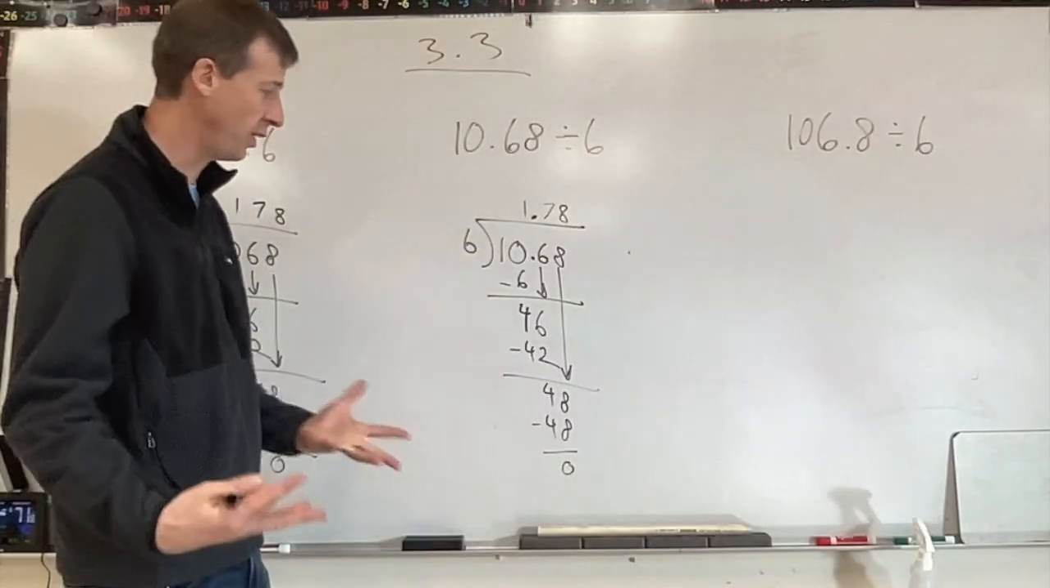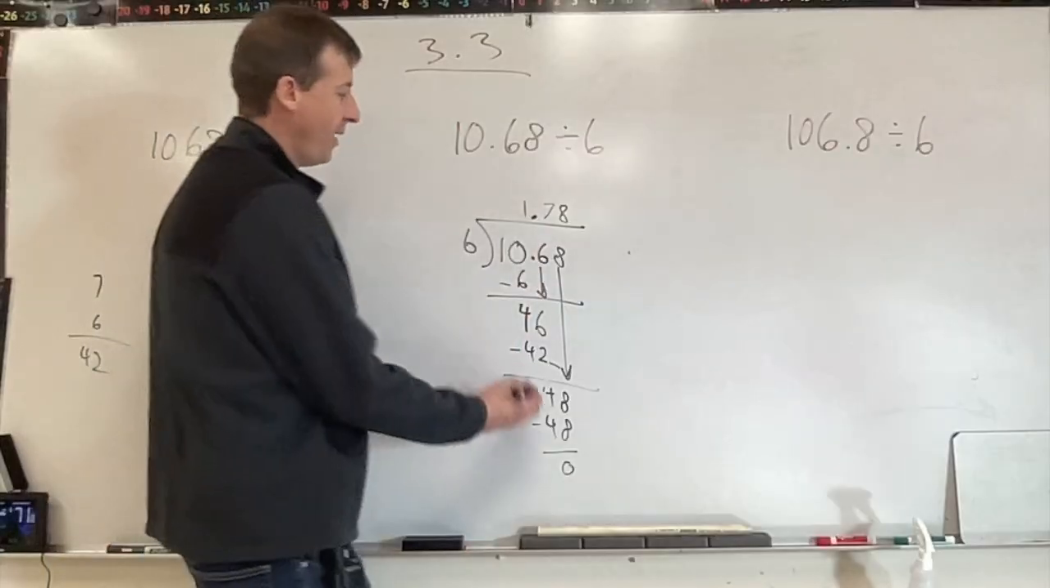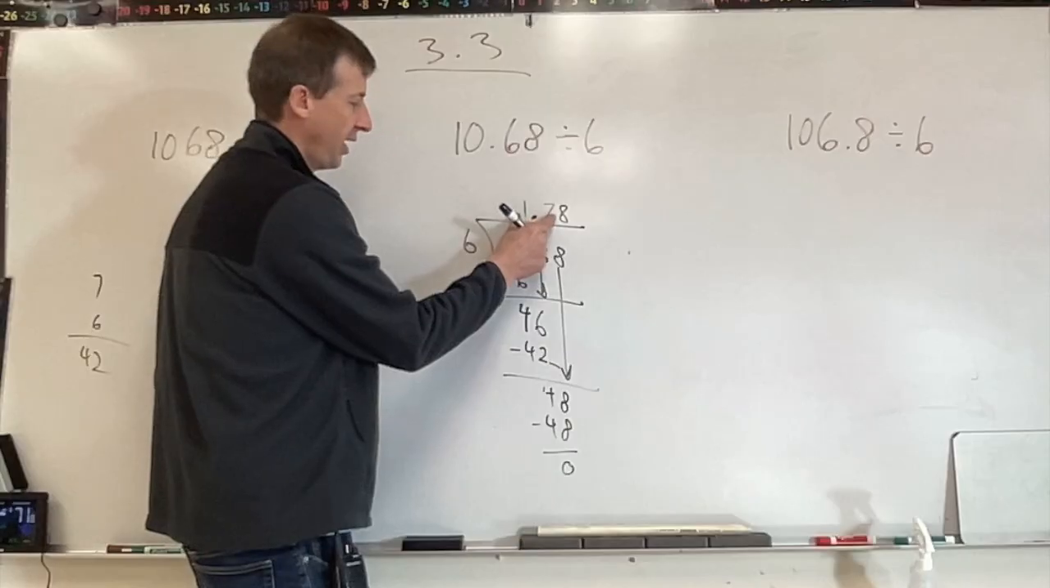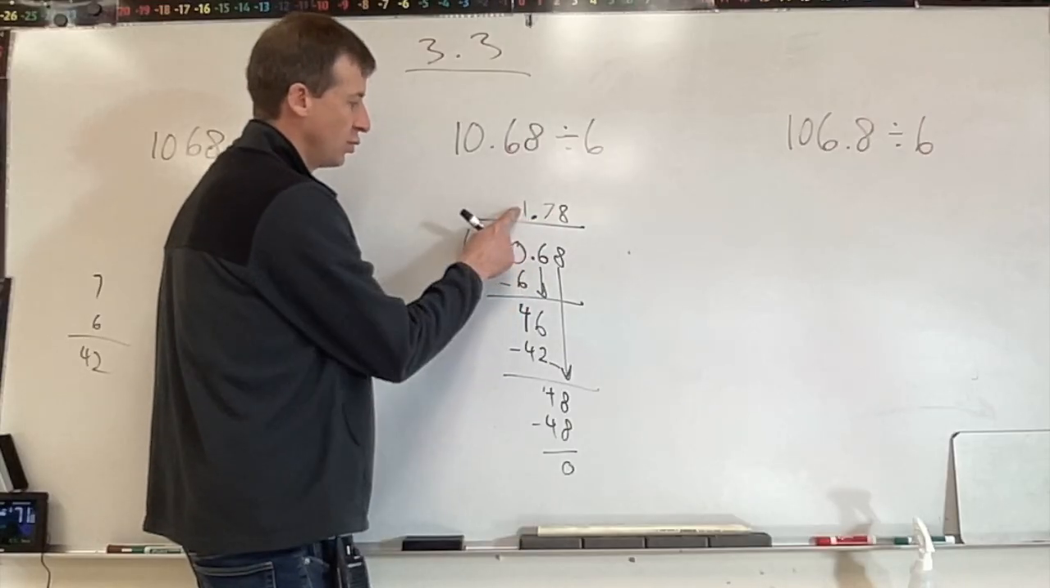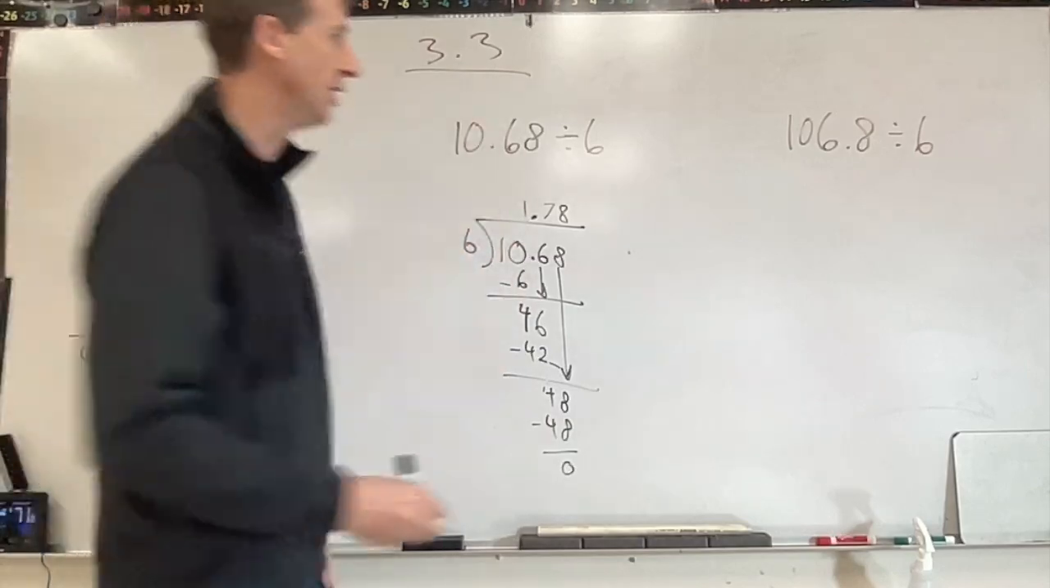The one thing that's important is making sure you're lining things up properly. So I've got to make sure that decimal point is between the 0 and the 6 here. It's got to stay in the same place. So 10 divided by 6 was 1, and then point for the second number. So make sure you keep the decimal in the right place.